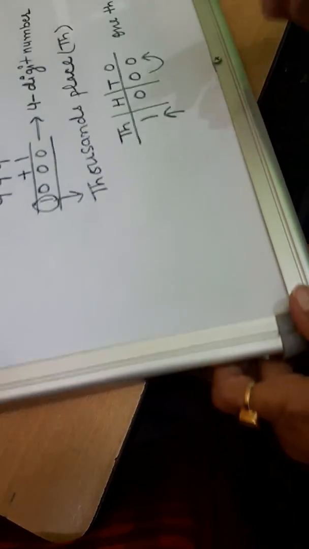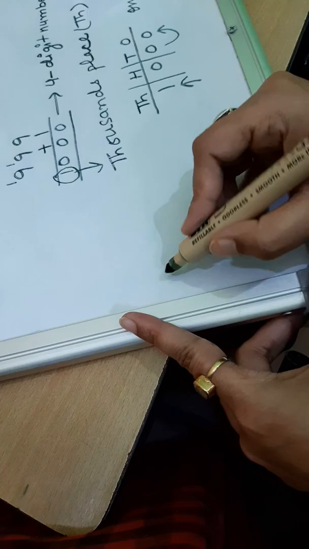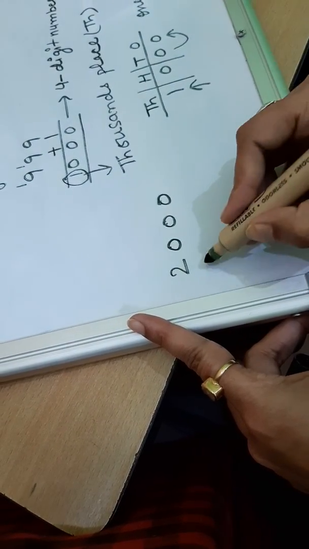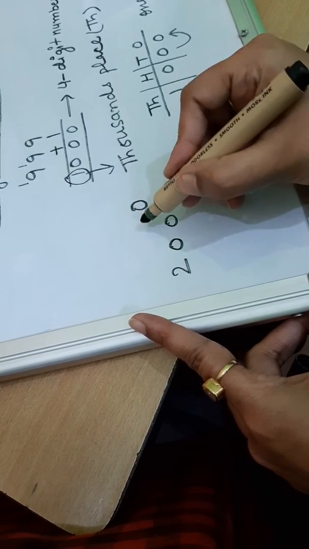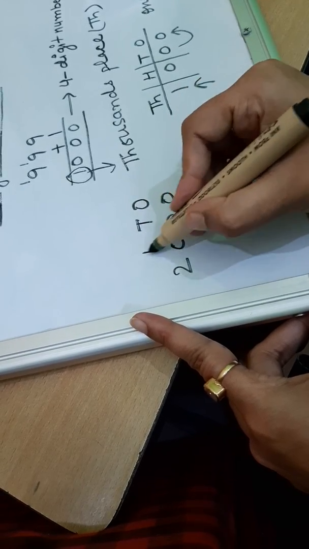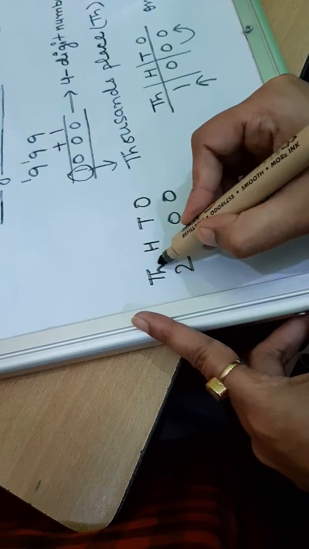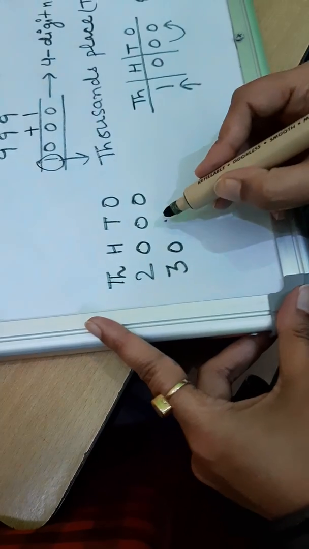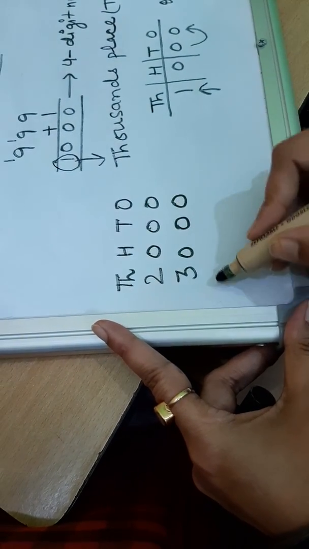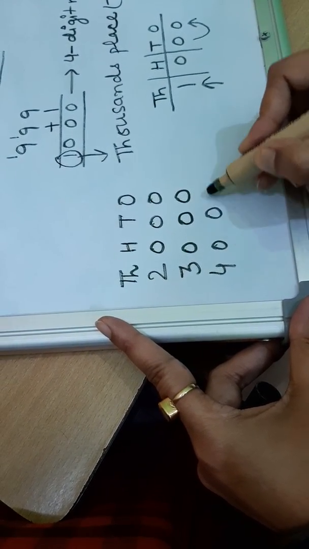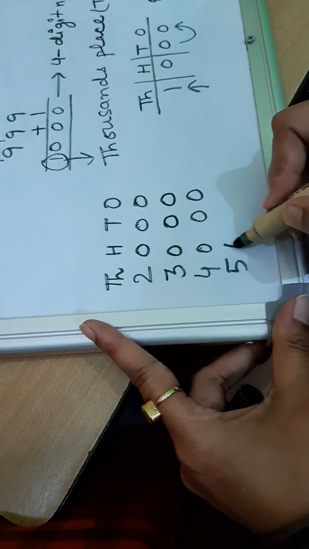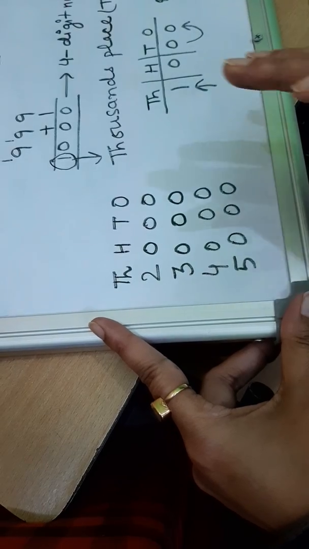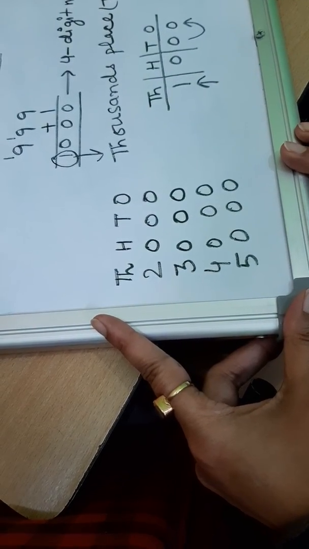So in a similar way, we can form more numbers. 2000. Again the places ones, tens, hundreds and thousands we are going to write. Similarly 3000, 4000, 5000 and so on. You all can form all such numbers, right?